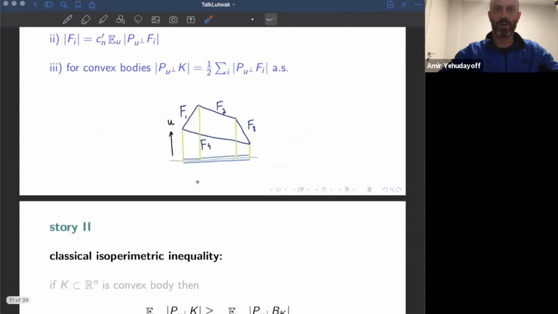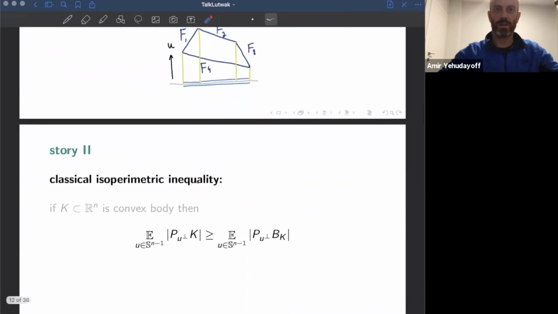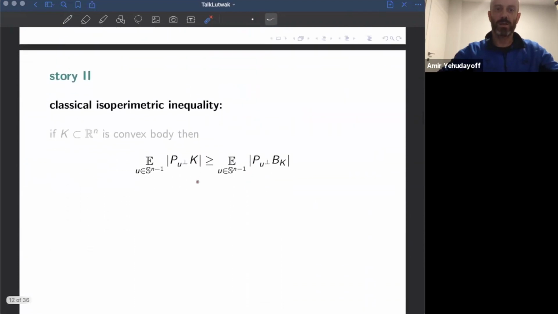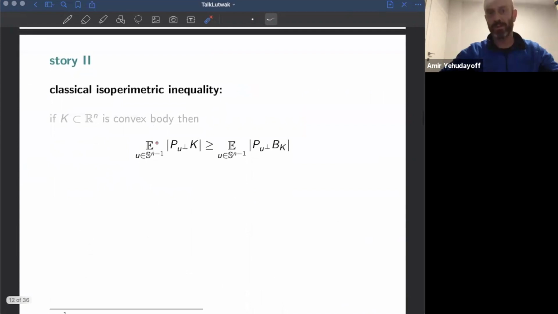Okay, so now a way to state the isoperimetric inequality, this thing is the surface area up to a constant, the surface area of K. A way to state the isoperimetric inequality is like this. This is the isoperimetric inequality for convex sets. Okay, this is the surface area. This is also the surface area.